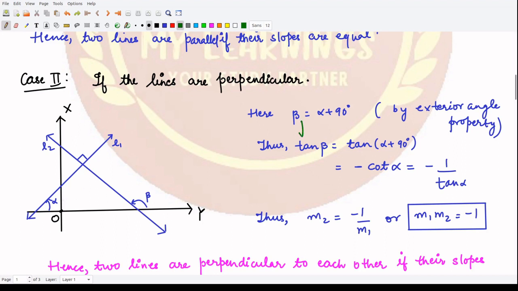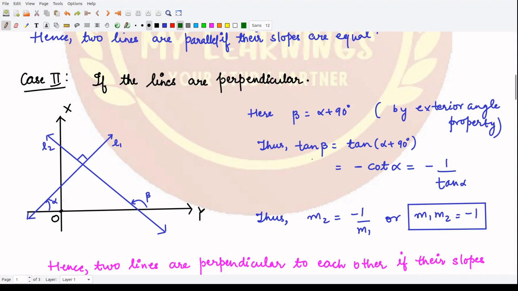If that is so, then tan of angle beta would be equal to tan of angle alpha plus 90. Now alpha plus 90 means we are in the second quadrant, and whenever you have 90 plus some angle, the function changes to its co-function. So tan would change to cot, and moreover tan is negative in the second quadrant, so you have minus cot alpha. Cot alpha could be written as 1 by tan alpha using the properties of trigonometry. So you have tan beta equals minus 1 upon tan alpha.